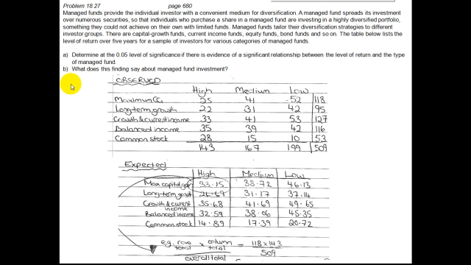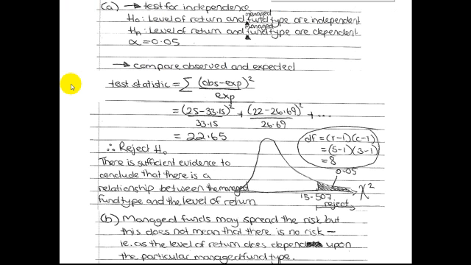Okay, so a test for independence. Remember, the null hypothesis is always that our two variables are independent, and then the alternative is that they're dependent.